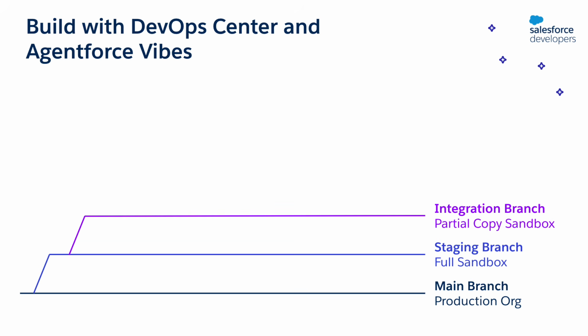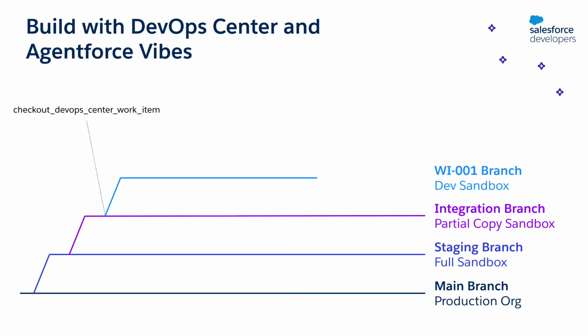At some point, your team is going to work on a new feature. This is represented by a work item in DevOps Center. The first thing that the developer will do is to check out this work item. To do so, they use the Checkout Work Item MCP tool. This creates a dedicated branch for the work item out of the integration branch. They will then tie this new branch to a developer sandbox. The dev works on the feature branch by committing their work thanks to the commit work item tool.